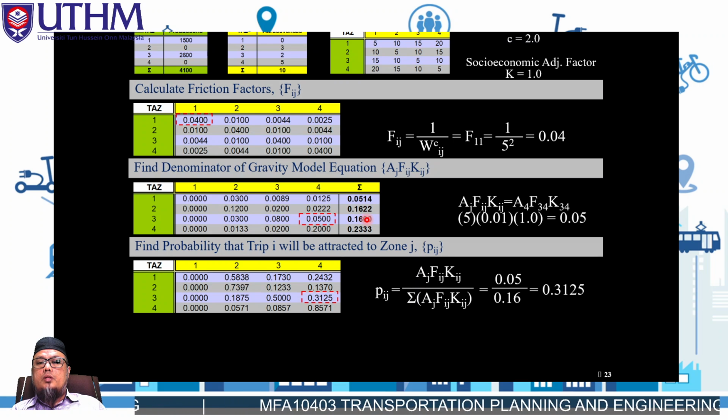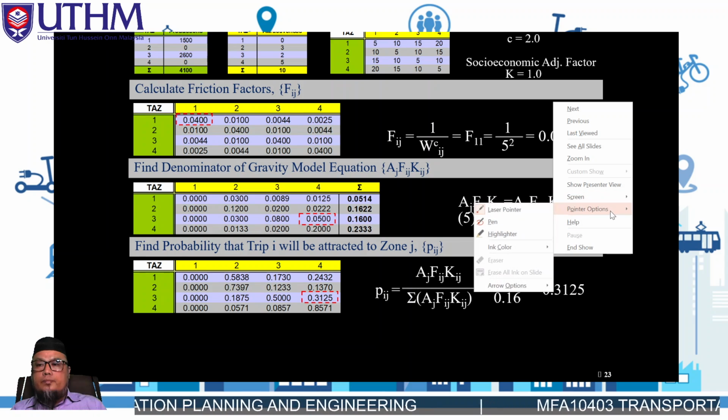We focus on table 3, 4. So here we have 0.06, 0.16, sorry. Now we obtain 0.05 divided by 0.16. So we obtain 0.3125.